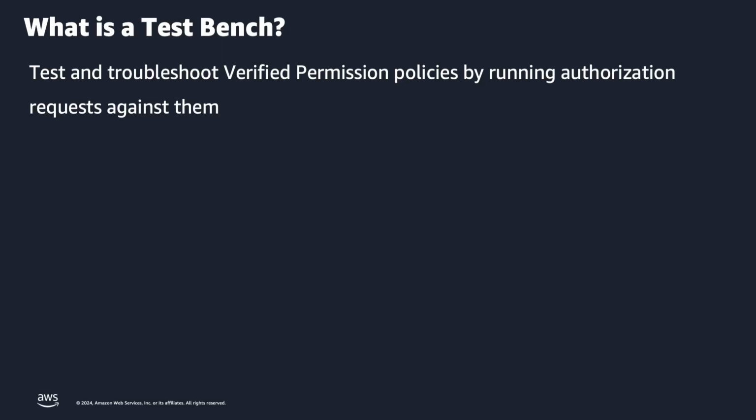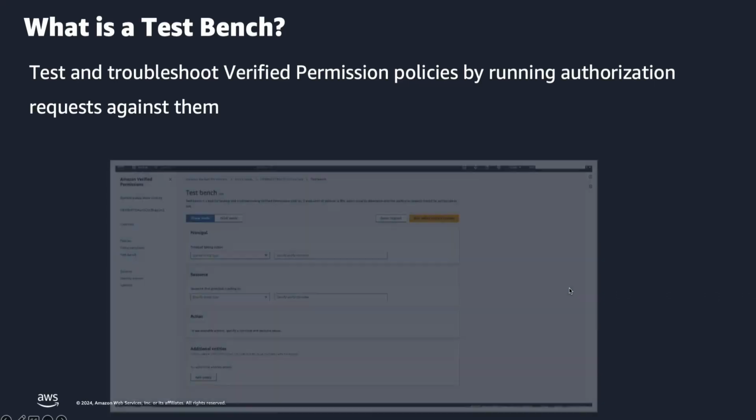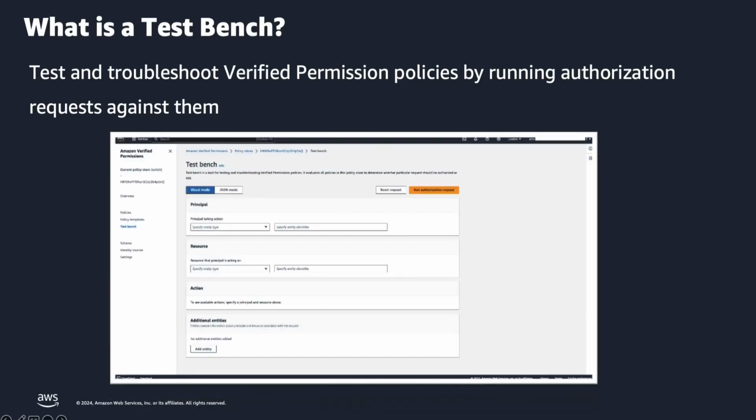The answer is yes. The Amazon Verified Permissions test bench allows you to test and troubleshoot Verified Permissions policies by running authorization requests against them. The test bench uses the parameters that you specify to determine whether the policies in your policy store would authorize a request. You can also toggle between visual mode and JSON mode while testing an authorization request.